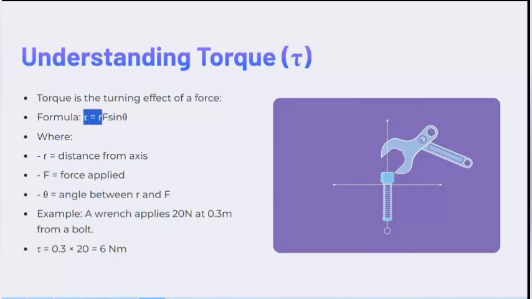τ is equal to RF sometimes. But if you see an angle also, you now know that you add sine theta: RF sine theta. So this is the formula. So in this case now, we'll see that the answer is just simple, multiplying 0.3 times 20, and that's your answer.